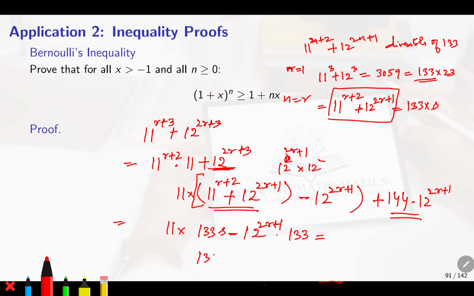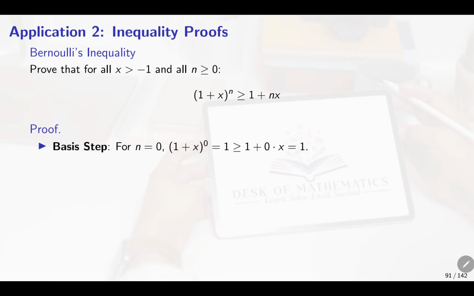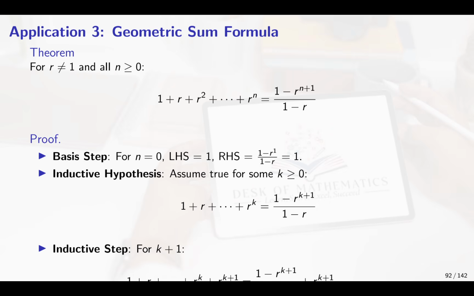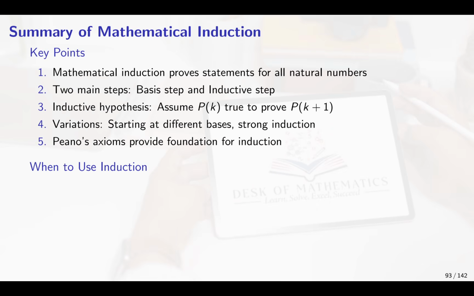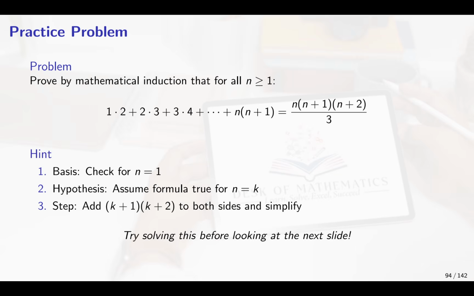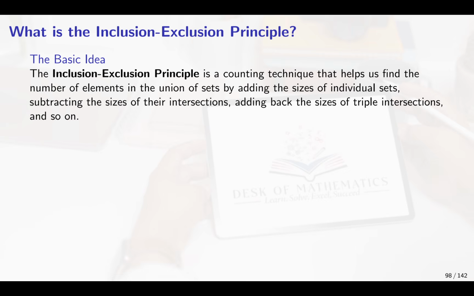Take the 133 common, you will get 11s plus 12 2r plus 1. So that is 33 multiplied by t. So that is divisible by 133. So what is actual here? You are making it that way. So this was about the mathematical induction, and just practice the questions. There are many questions in your book that is already shared with you.